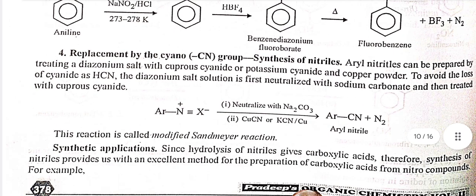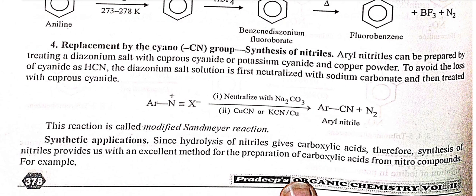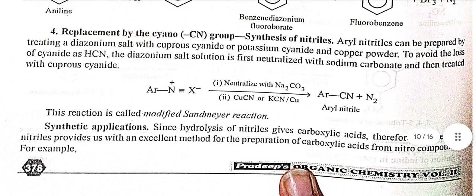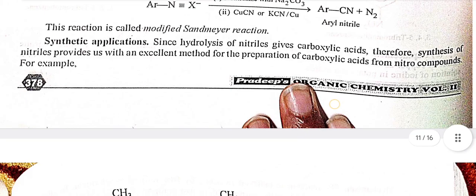Replacement by cyano group. Aryl nitriles can be prepared by treating a diazonium salt with cuprous cyanide or potassium cyanide and copper powder. To avoid the loss of cyanide as HCN, the diazonium salt solution is first neutralized with sodium carbonate and then treated with cuprous cyanide. The reaction is called modified Sandmeyer reaction. ArN2+ X-, first neutralized with Na2CO3, second, CuCN or KCN/Cu, gives ArCN + N2.